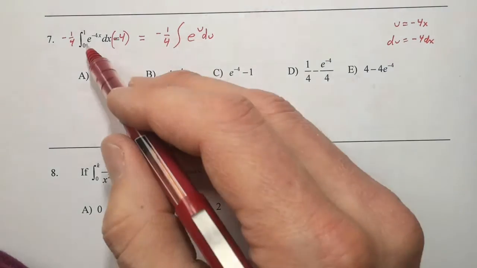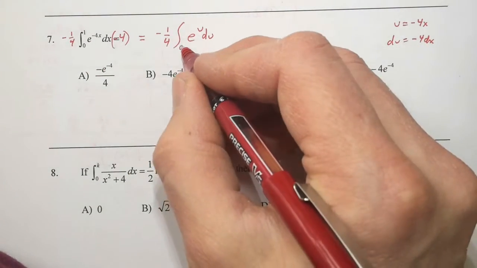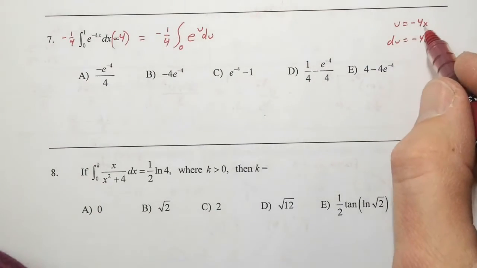And when we change our bounds, we're going to plug 0 and 1 in here. When we plug in 0, we get 0. When we plug in 1, we get negative 4.